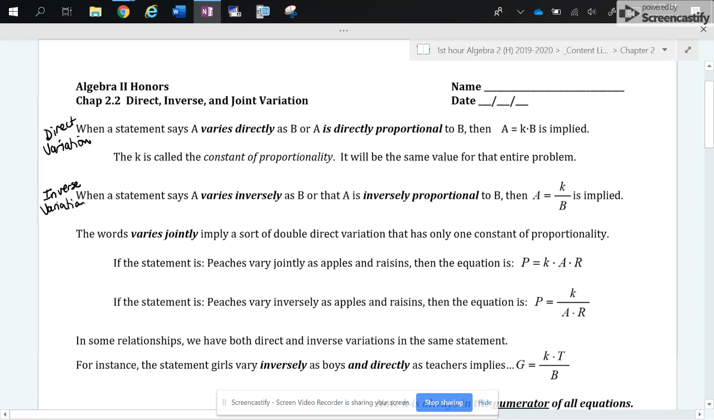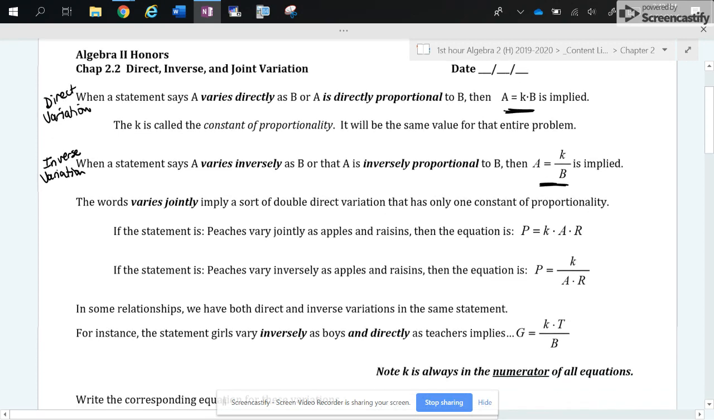So if A is directly proportional to B, or A varies directly as B, then we have direct variation: A is equal to K times B. And when we have inverse variation, we say that A varies inversely as B, or A is inversely proportional to B, and the equation is A equals K divided by B.